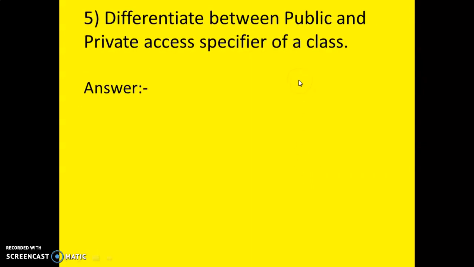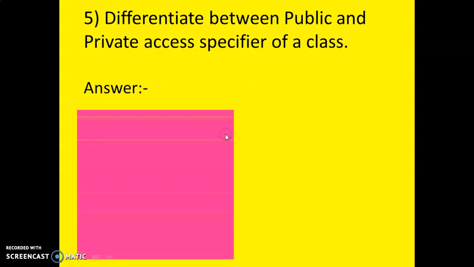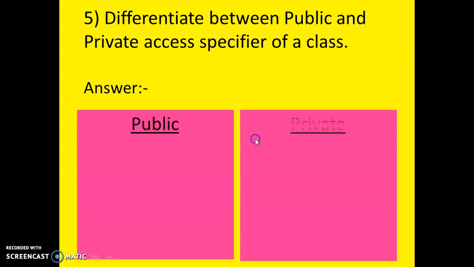Now come to the next question, question number 5, which is very important. It is a repetitive question of the ICSE exam, public and private access specifier. But the answer is very easy. Public and private. Public like public transport and private transport. Public transport means, suppose a bus, anyone can avail it. But private transport means, suppose my own car, so anyone cannot avail it. Only myself and my family can avail that.